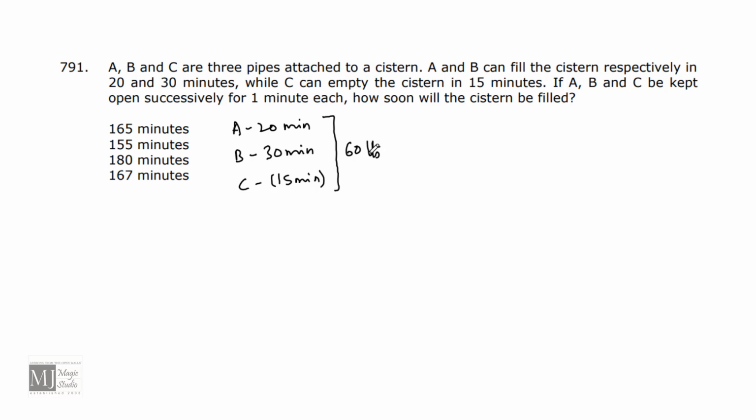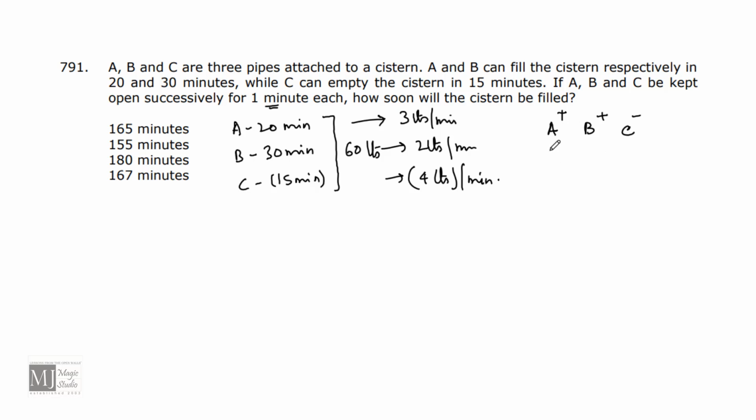Let the capacity of the cistern be 60 liters. A can fill 60 liters in 20 minutes. That means A's efficiency rate is 3 liters in 1 minute. B is 2 liters in 1 minute. And C is pumping out 4 liters every minute. Now what is happening? A, B and C are kept open successively for 1 minute each. First A will pump in, then B will pump in, and C will pump it out. Every minute this will keep on.